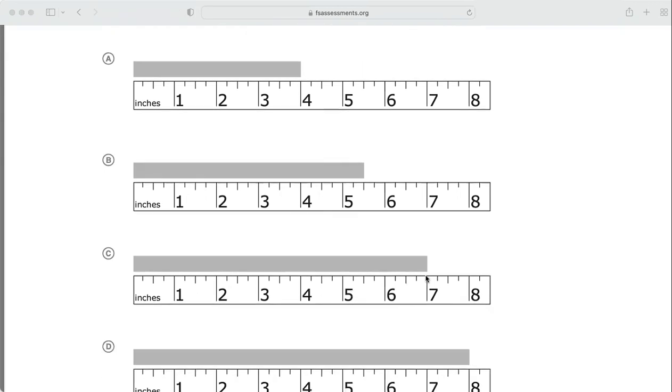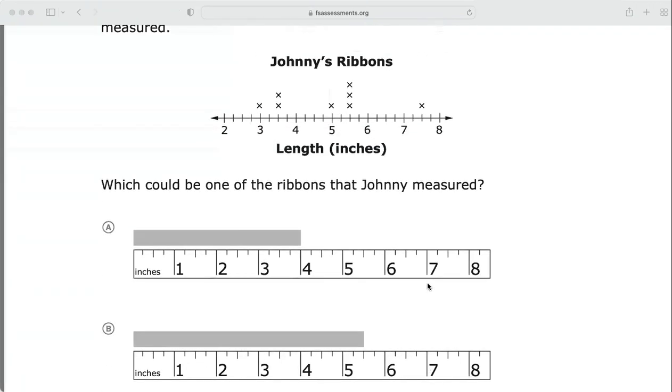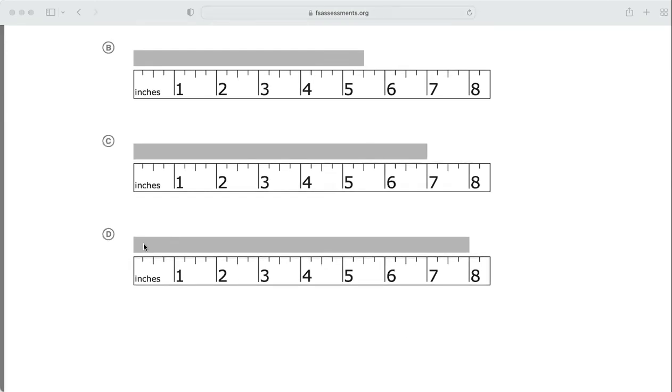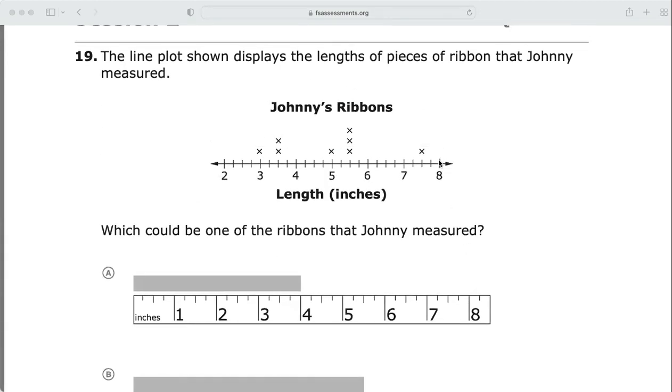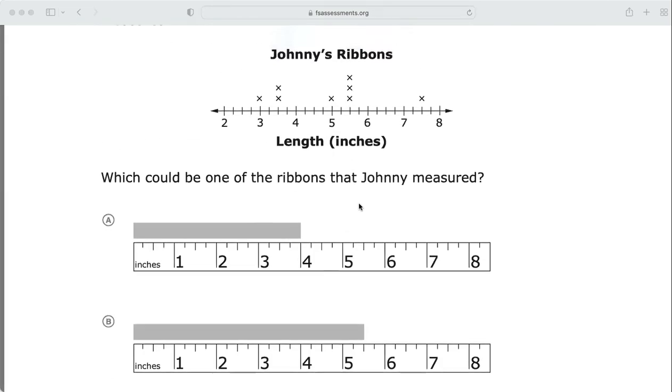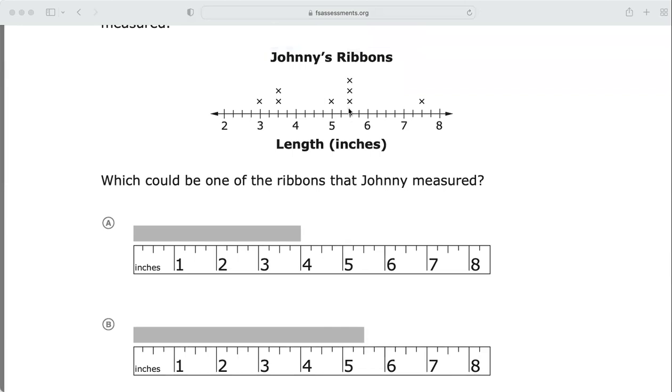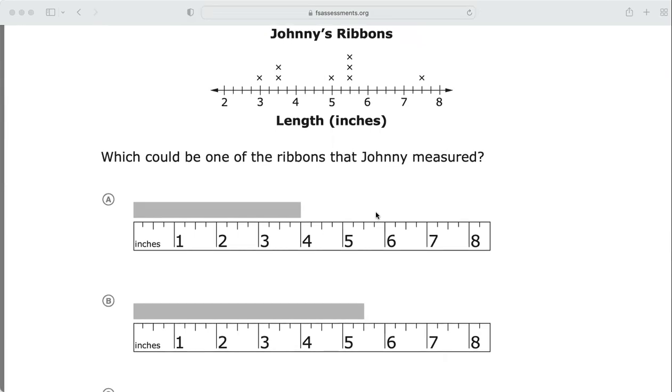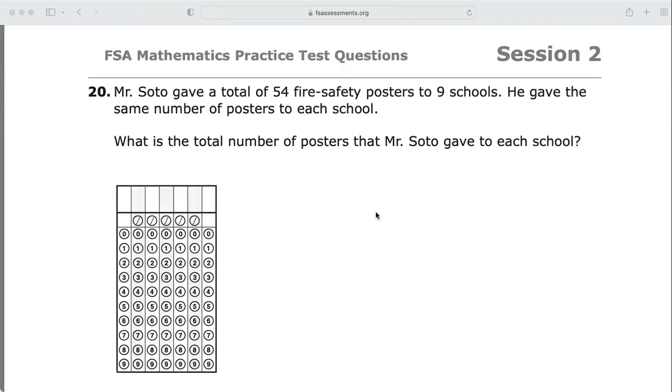So C says 7 inches right here. There is nothing directly over the 7 on that one. And D is at 8 inches and there's nothing directly over the 8. So the answer for B, 5.5 right here, would be the correct answer.